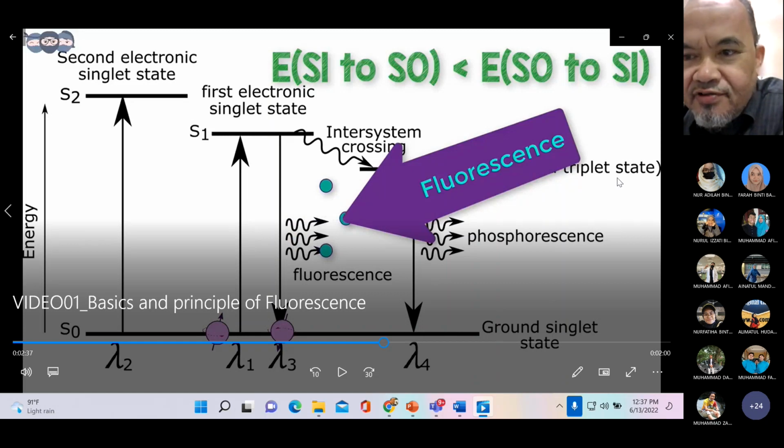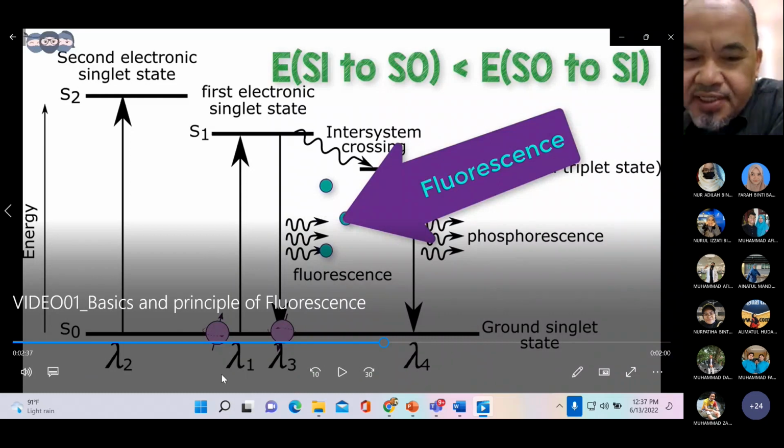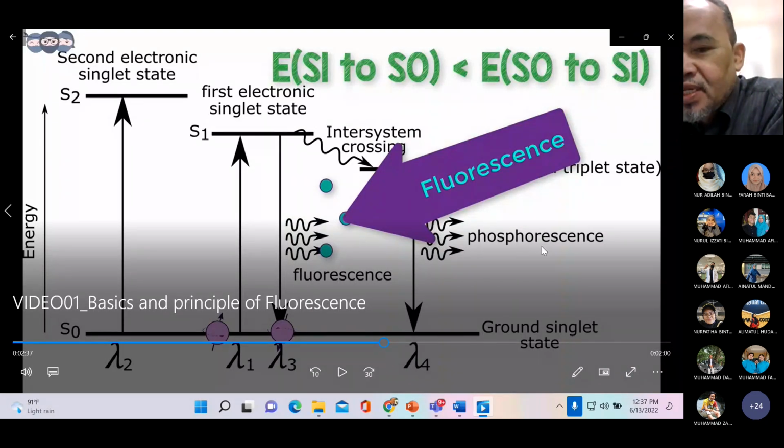Jadi 60 tenaga ni for sure dia adalah jauh lebih rendah berbanding dengan tenaga yang 100 mula tadi. So sebab itulah dia akan appear pada lambda 4. Dan lambda 4 ni mestilah lebih tinggi berbanding dengan lambda 1 tadi. Jadi sebab tu tenaga phosphorescence ini adalah lebih rendah berbanding fluorescence, ataupun tenaga fluorescence lebih tinggi berbanding dengan phosphorescence. Panjang gelombang untuk phosphorescence lebih tinggi sebab tenaga dia rendah berbanding dengan panjang gelombang untuk fluorescence.